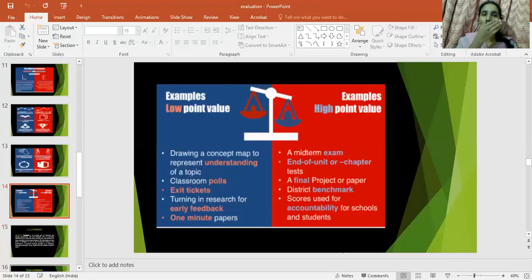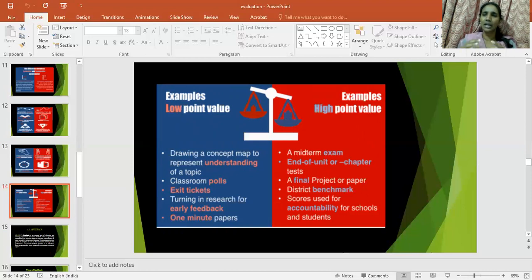And examples of low point value and examples of high point value. Here, drawing a concept map in the formative evaluation, which is in the blue column, to represent understanding of a topic, classroom polls, exit tickets, turning in research for early feedback, a 1 minute paper. This means we are evaluating the students on very low point value.